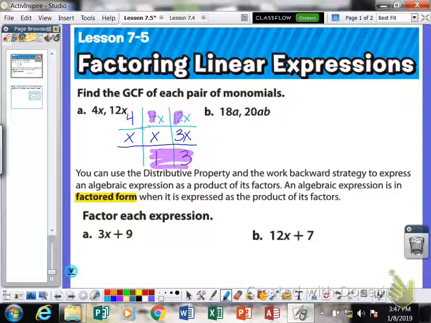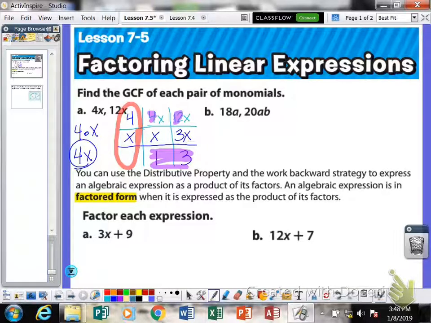What I need to focus on then is the GCF, and that is found on this side of the table. And what do I do with those? I multiply them, so I multiply 4 times x. 4x is my greatest common factor of 4x and 12x.